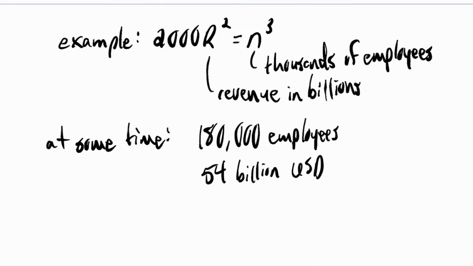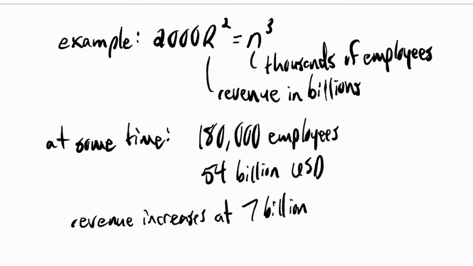Okay, for the company, I suppose for that year, right? Now let's assume that the revenue is increasing at, let's say, a rate of 7 billion US dollars per year. Okay. And the question is, at what rate is the number of employees changing?